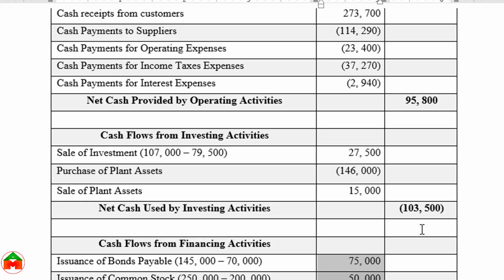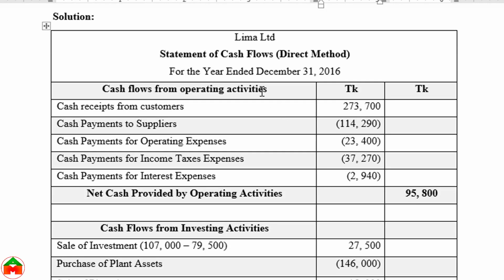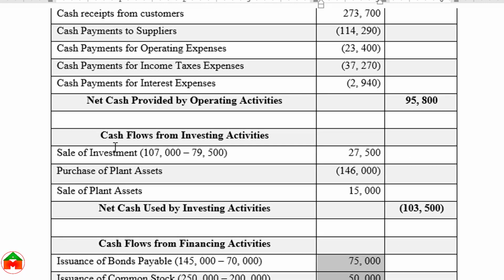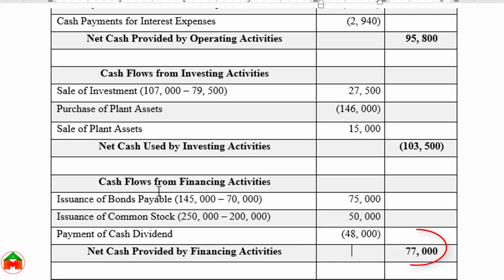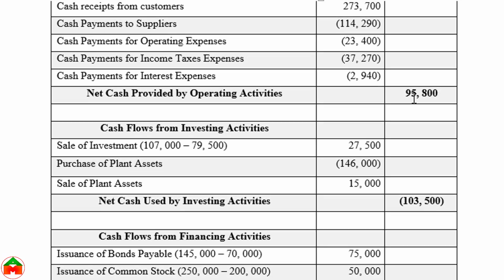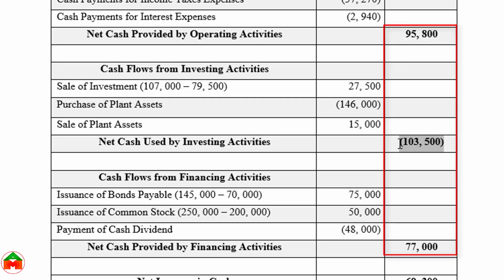We are in the last stage of the cash flow statement. From the cash flows from operating activities, there is a higher inflow. That is why we have written net cash provided by operating activities. And in the cash flows from investing activities, there is a higher outflow. We have written net cash used by investing activities. And in the last part we can see cash flows from financing activities. There is a higher inflow. We have written net cash provided by financing activities. So this is inflow, this is outflow, and this is inflow.